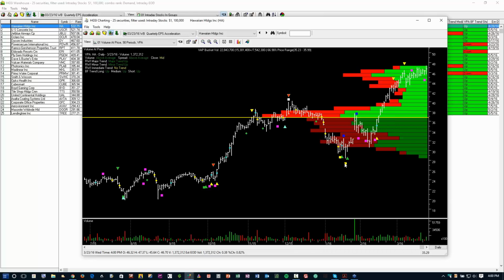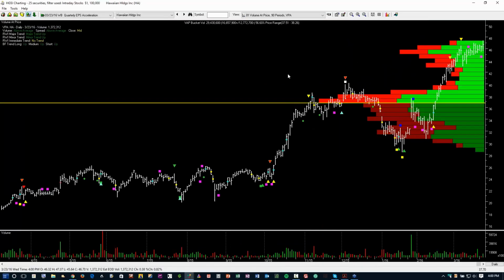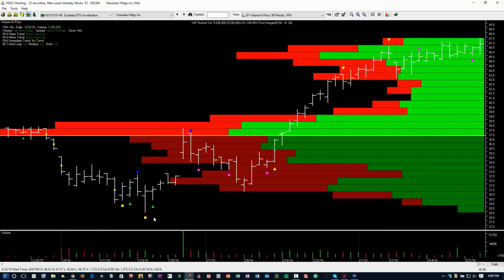Notice how well these flags also work. Here these are all down flags until we got into this area right here. Let me blow this up a little bit and zoom in so you can see better. These are all effort to fall VPA signals, and then we started getting some accumulation here, some tests and confirmation of the tests, and then it started working its way higher, had a gap up, and here the stock was changing hands, kind of stalled again.